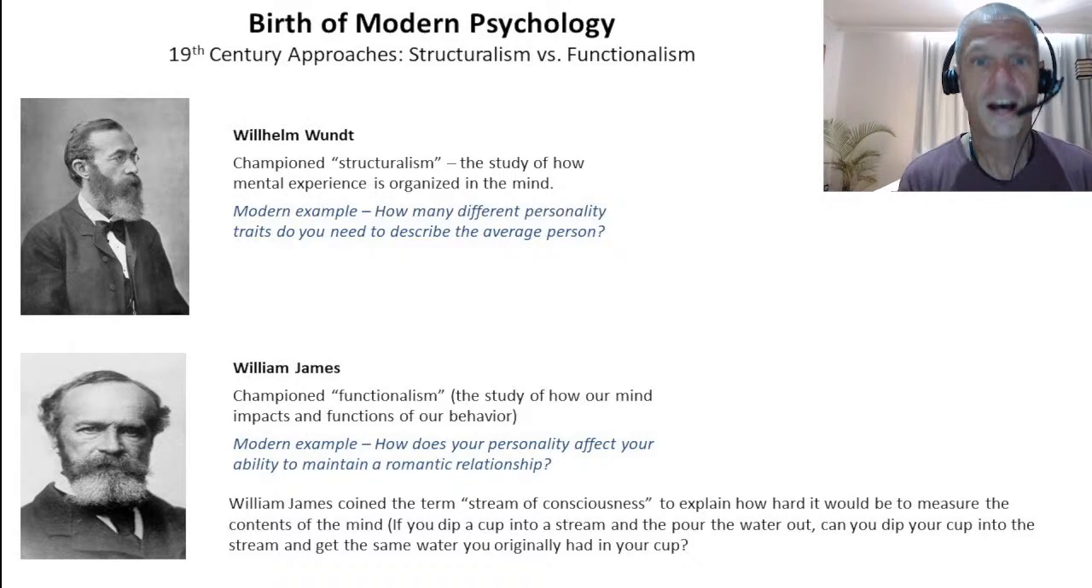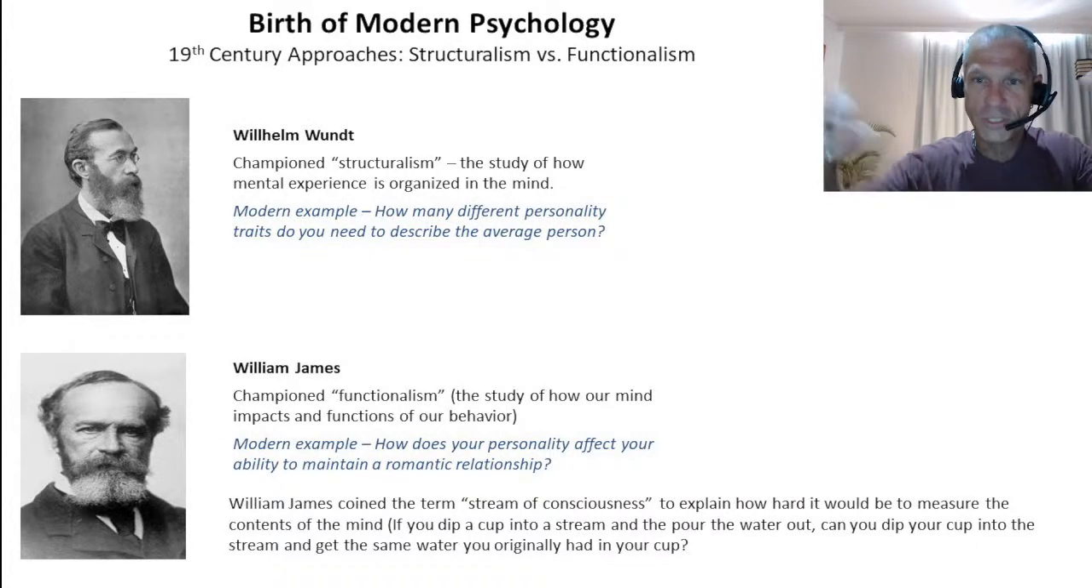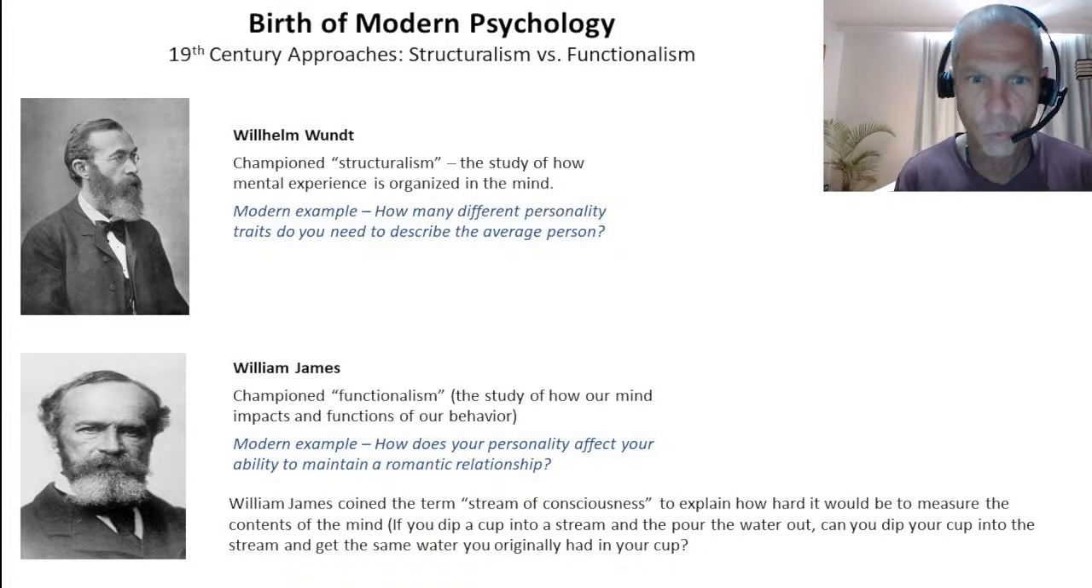Wilhelm Wundt was what you might call a structuralist, and he was interested in trying to understand what the mind looked like. What were the pieces? How many pieces did it have, and how did these pieces work together? And so he was interested in the structure of the mind. You'd call him a structuralist.